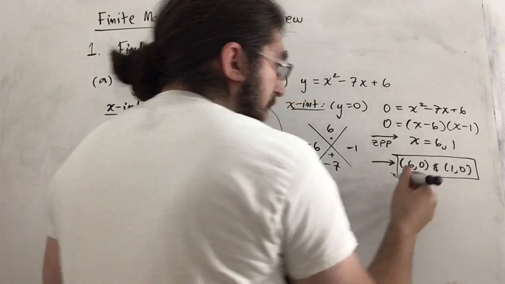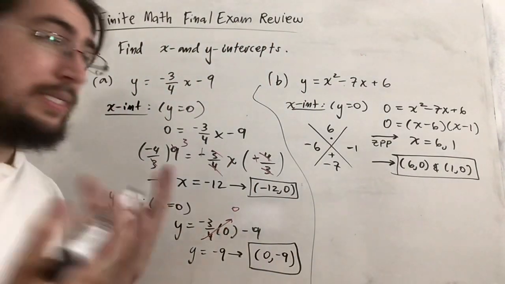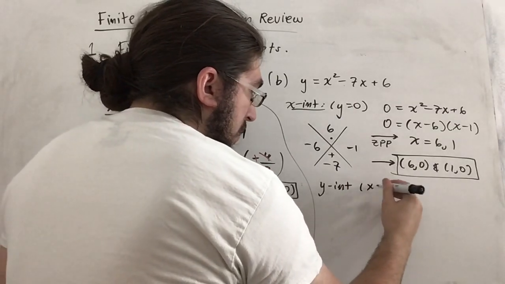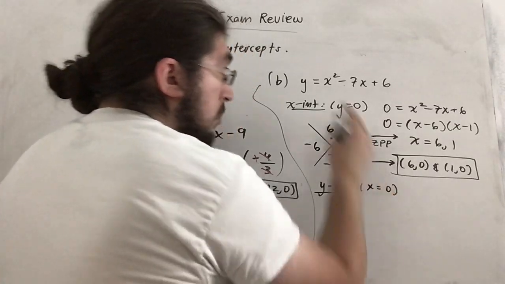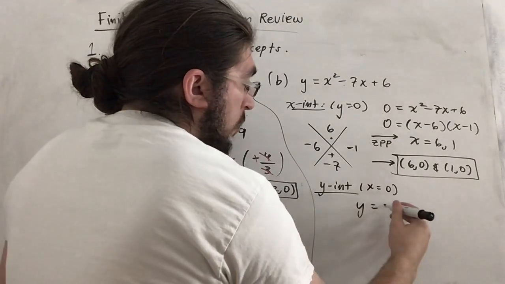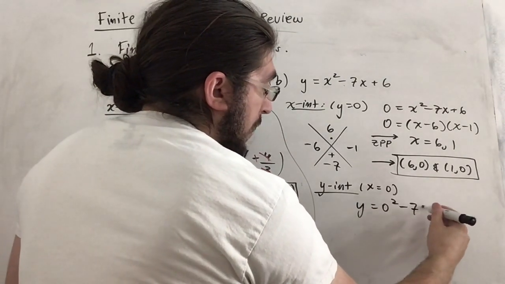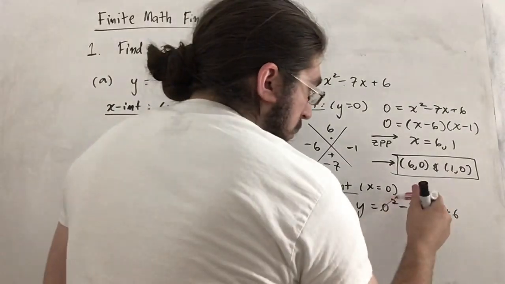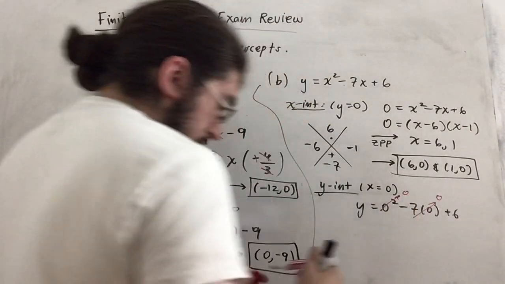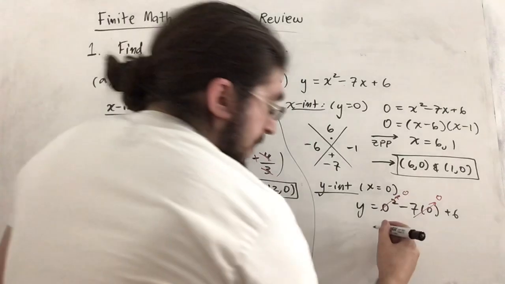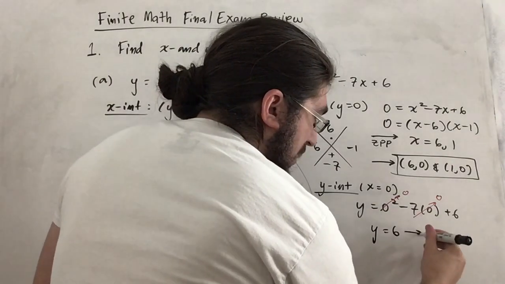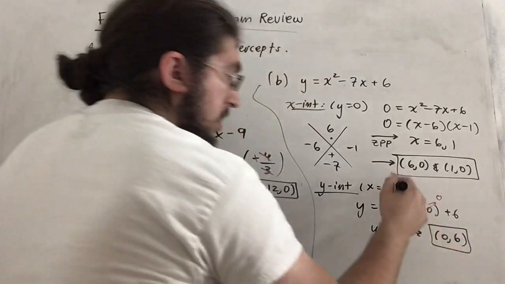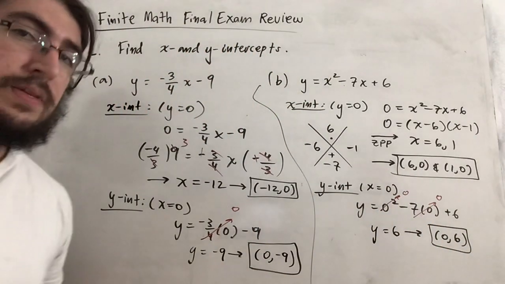And again, much like for part A, the y-intercept is a cinch, because for y-intercepts, when you set x equal to 0, since y is already by itself in our equation, we get y is equal to 0 squared minus 7 times 0 plus 6. And of course, these all zero out, because they're multiples of zeros. We get y is equal to 6, which as a point is 0 comma 6 because its x value is 0. Good. So that was number 1.